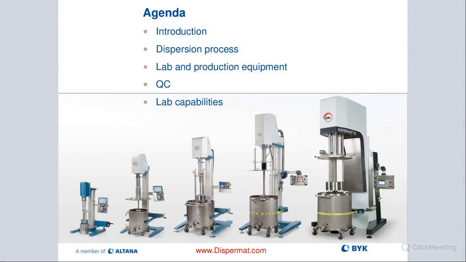So the agenda is: first, we're going to do a quick introduction about the company, VMA-Getzmann, and the relationship with BYK and BYK USA, and then we'll go right into the dispersion process. We talk a little bit about the different lab scale, pilot, and manufacturing equipment that we offer. We speak a little bit about quality control and then the lab capabilities that we offer in Germany at VMA, as well as the lab we have in Wallingford, Connecticut at BYK USA.